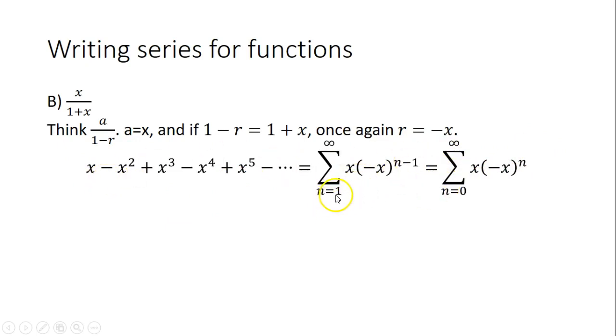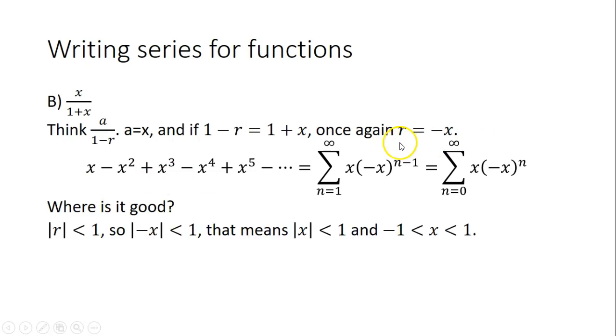You could start at n equals 5 if you wanted to, and make this an n minus 6 at that point. You can start wherever you want. It doesn't matter, as long as you generate the correct terms of the series. So, where is this going to be good? It should be the same as last time. Our absolute value of negative x has to be less than 1. In other words, absolute value of x is less than 1. So x has got to be between negative 1 and 1. Radius with the absolute value, interval with the left and right bounds.